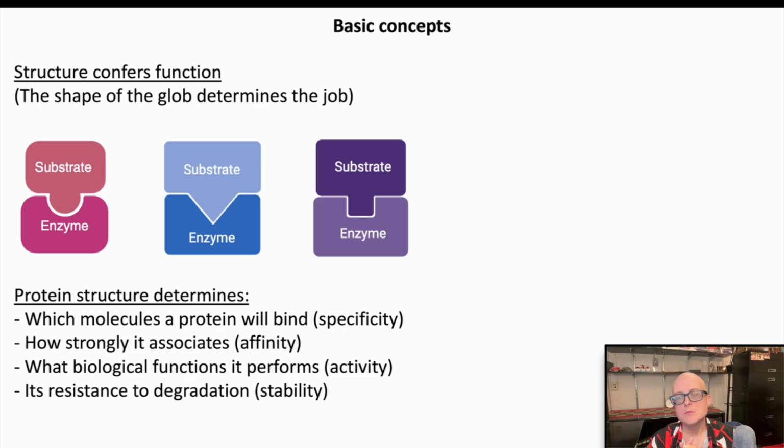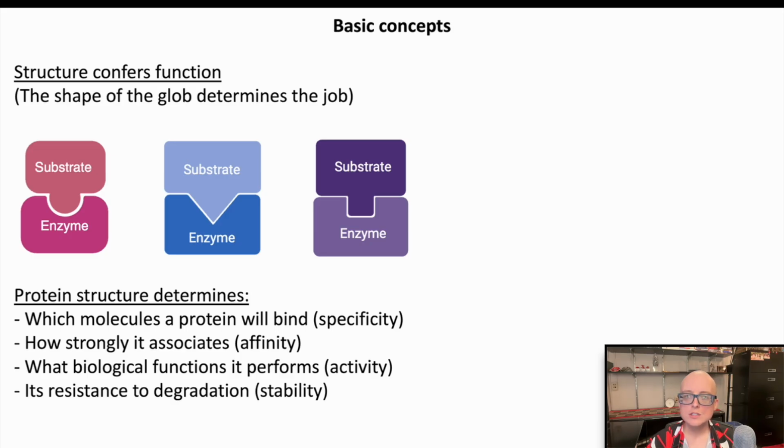Beyond affinity, the shape of a molecule is going to determine what biological function it performs, and this is known as its activity. So if it's a substrate that might be in an enzyme pair, that might be some kind of enzymatic reaction. It may be a receptor-ligand pair that transduces some intracellular signaling cascade. But ultimately, there are lots of different biological activities that molecules can perform, and they again are primarily determined by molecular structure or shape.